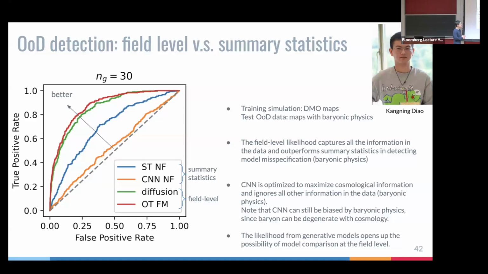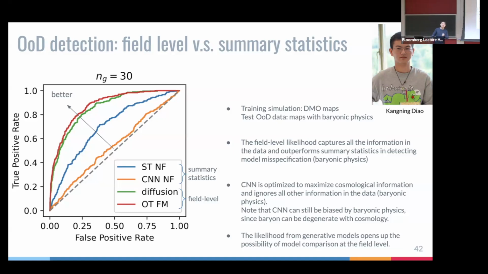I also want to mention that now we have this field level likelihood function. It also opens up the possibility of model comparison at the field level. So you can really calculate the Bayes factor at the field level when you have, for example, two baryonic physics implementations or two intrinsic alignment models. You can really compare them on the field level.